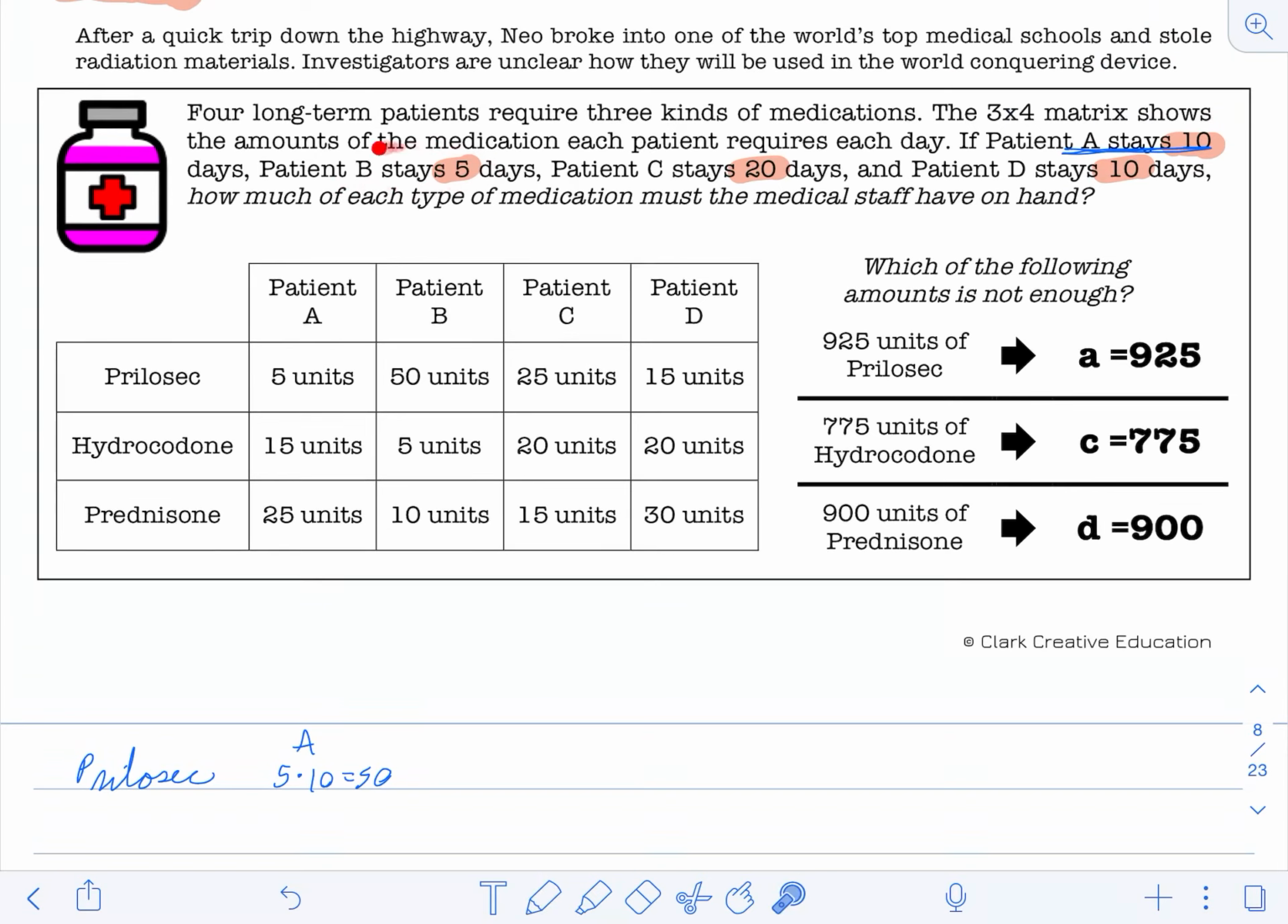Patient B stays 5 days, and he or she needs 50 units of Prilosec a day. So for patient B, we would do 50 units per day times 5 days, which is equal to 250 units. And then we would continue the process for C and D, and you could find the total number of units of Prilosec. Then compare your solution to the solutions over here to find out which one does not have enough. You could definitely do it that way.